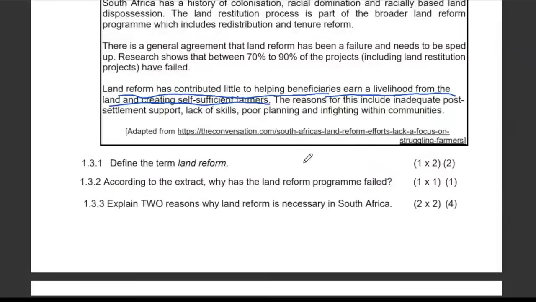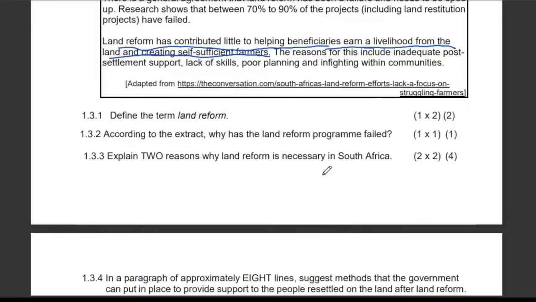Moving on to the next question. Explain two reasons why land reform is necessary in South Africa. Why must the government institute land reform in South Africa? Why is it a necessity that the government puts in place land reform? Right? We can talk of improving food production. We know well that if farmers are given land, they are going to utilize the land productively, and ultimately we are going to have food security in the country. So food production is going to increase, and ultimately we are going to achieve food security in the country.